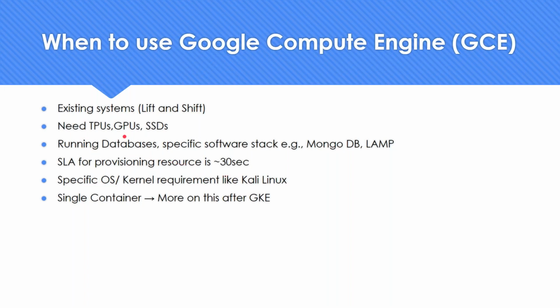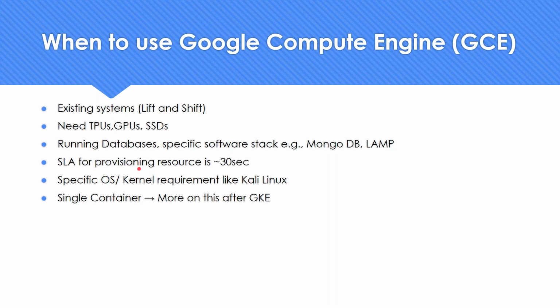If you need a tensor processing unit, this is something very specific to Google. If you want TPUs, GPUs, local SSDs, then again a virtual machine could be a good choice. Or if you have a specific requirement, you want to run MongoDB, you want to run some deep machine learning capabilities with specific tools, or the Linux, Apache, MySQL, PHP LAMP stack, you can go with Marketplace, which installs everything on a virtual machine. So if you have such a requirement, you can go with virtual machines.